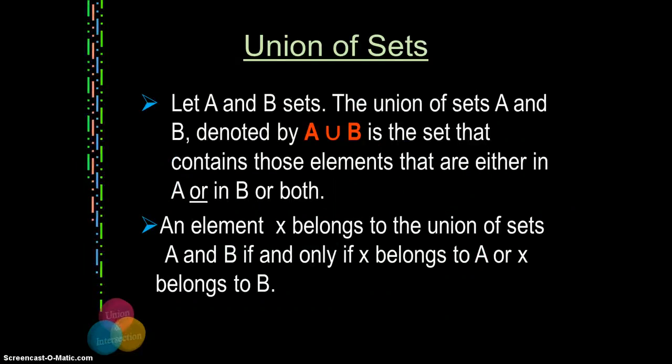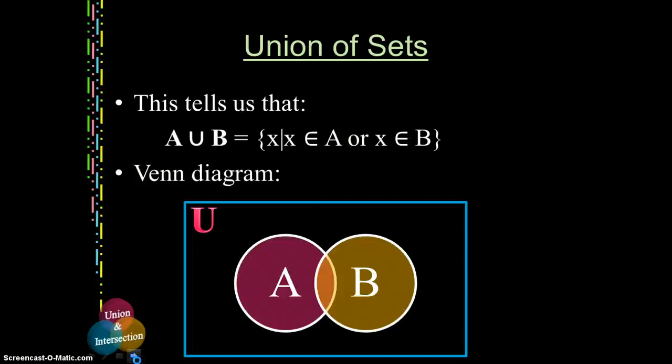So let's have this definition, the union of sets. If we have two sets, A and B, the union of sets A and B, denoted by this notation, the union symbol, is the set that contains those elements that are either in A or in B or both. So an element X belongs to the union of sets A and B if and only if X belongs to A or X belongs to B. So writing that in set builder notation, we have the union of set A and B contains X such that X is an element of A or X is an element of B.